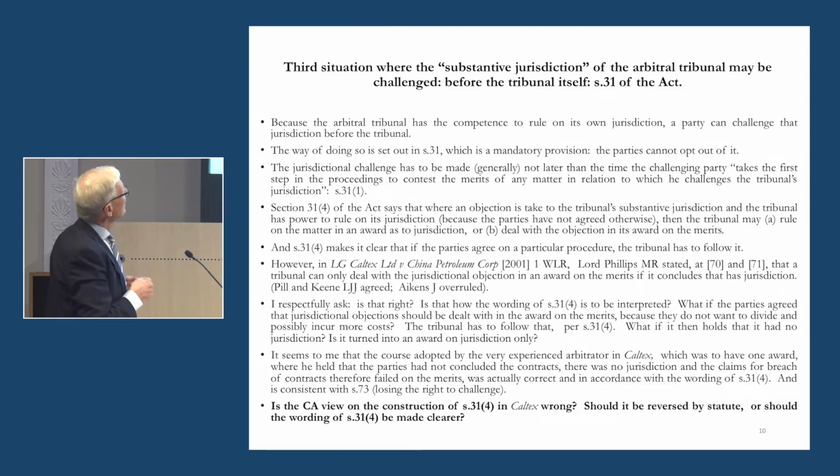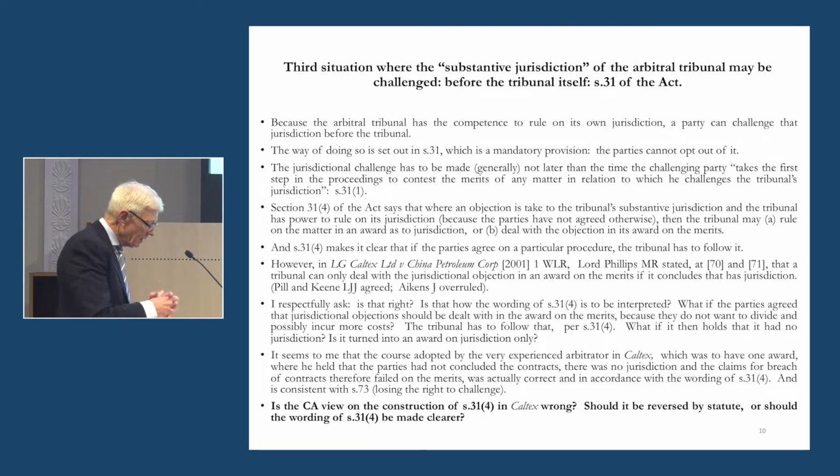Now, we move on to the third one. Before the tribunal, you can challenge the issue of whether the tribunal has jurisdiction. Section 31 of the Act, based on the principle set out in Section 30 of competence-competence. This challenge has to be made at an early stage, as you can see from Section 31.1. And Section 31.4 says that where an objection is taken to the tribunal's substantive jurisdiction and the tribunal has power to rule on its jurisdiction, because, of course, you can exclude it, then the tribunal may rule on the matter as to jurisdiction in an award on jurisdiction and deal with the objection in its award on the merits.